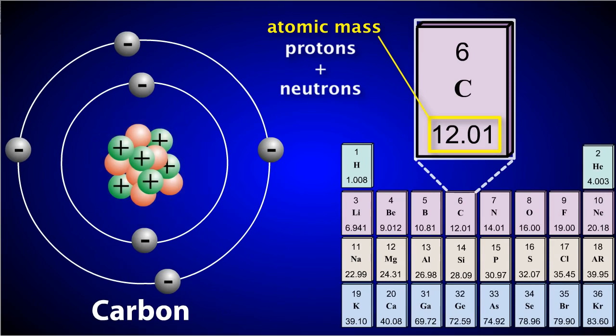However, you'll notice that carbon has an atomic mass of 12.01. This is because the number associated with the atomic mass on a periodic table is equal to the average of its naturally occurring isotopes. All of the isotopes of carbon vary slightly in their atomic mass. When we average these together, we get 12.01.